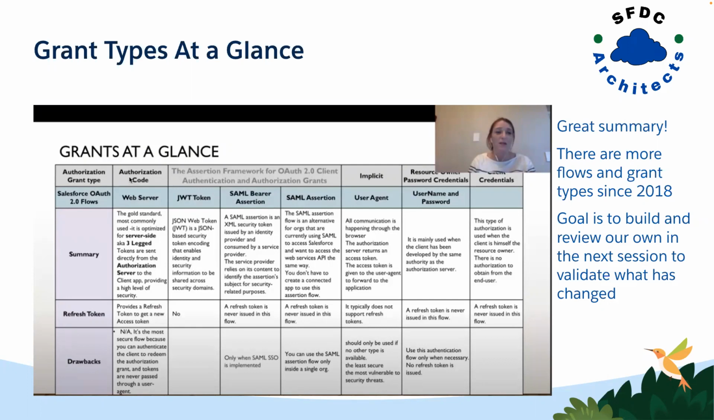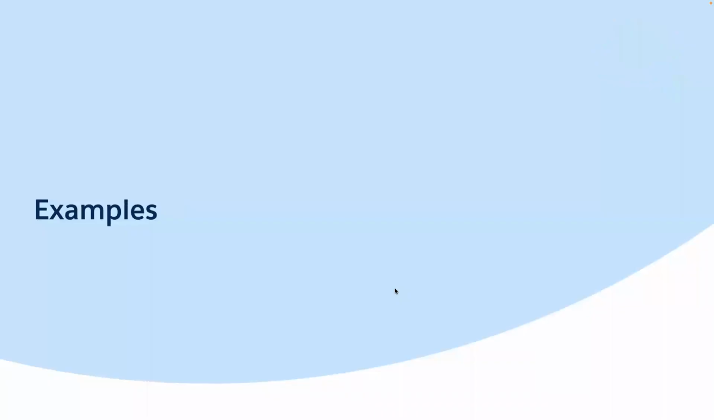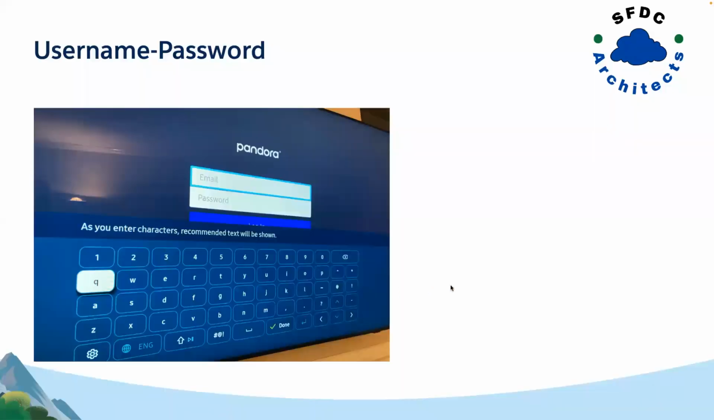And again, the PKCE can be added to the authorization code flow. It cannot be added to any of the other grant types. Oops, wrong way. So let's look at examples.